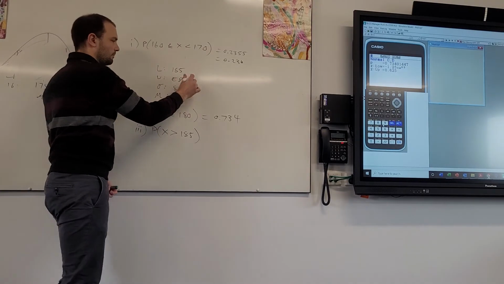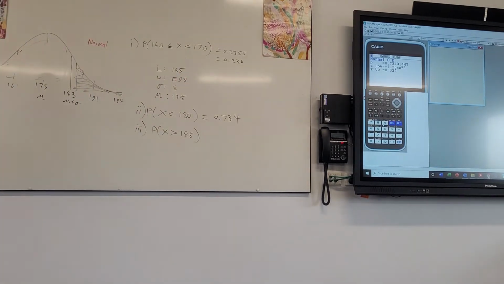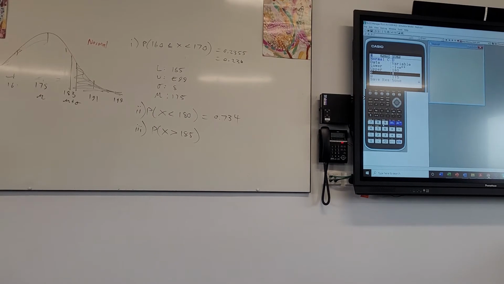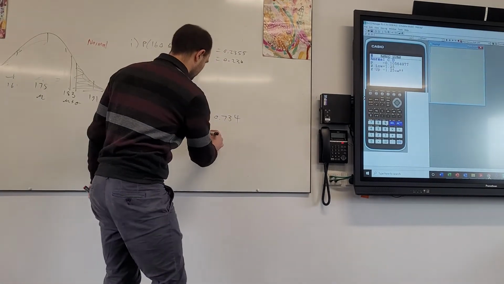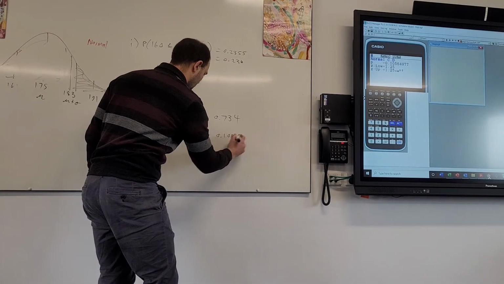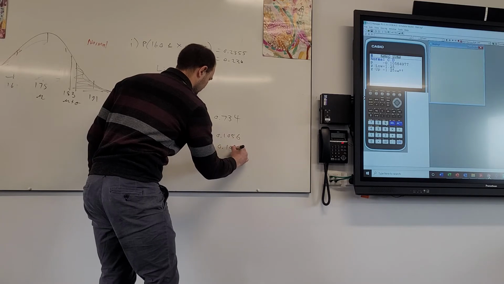And so rather than putting minus E99, we're just going to put E99, okay? Times 10 to the 99. Our lower boundary, 185. Our upper boundary, times 10 to the 99. Okay, the standard deviation and the mean remain as they are. And we'll press enter. And so the probability of having a height larger than 185 centimetres is 0.1056. So write 4 figures and then round.